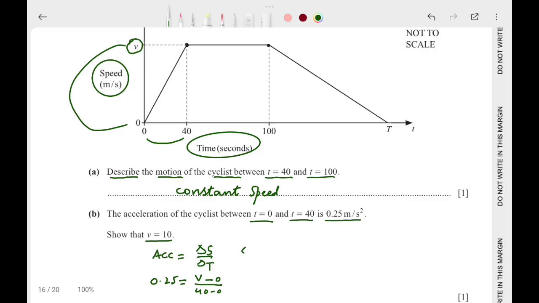So it would be 0.25 is equal to v divided by 40. We do cross multiply, v is equal to 40 times 0.25. Remove the decimal by inserting 100. 25 ones are 25, fours are 4 times 1, 4 times 10. So v is equal to 10. So that is shown.